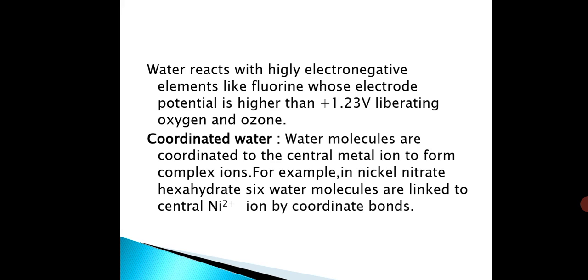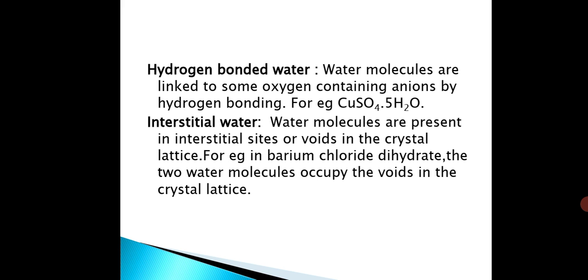Now next, based upon that, we have coordinated water. Water molecules are coordinated to the central metal ion to form complex ions. For example, in nickel nitrate hexahydrate, 6 water molecules are linked to the central Ni2+ ion by coordinate bonds. Got it? Similarly, ferric chloride hexahydrate and chromium chloride hexahydrate, where 6 water molecules are linked to the chromium ion and ferric ion by coordinate bonds. Hence it is called coordinated water.